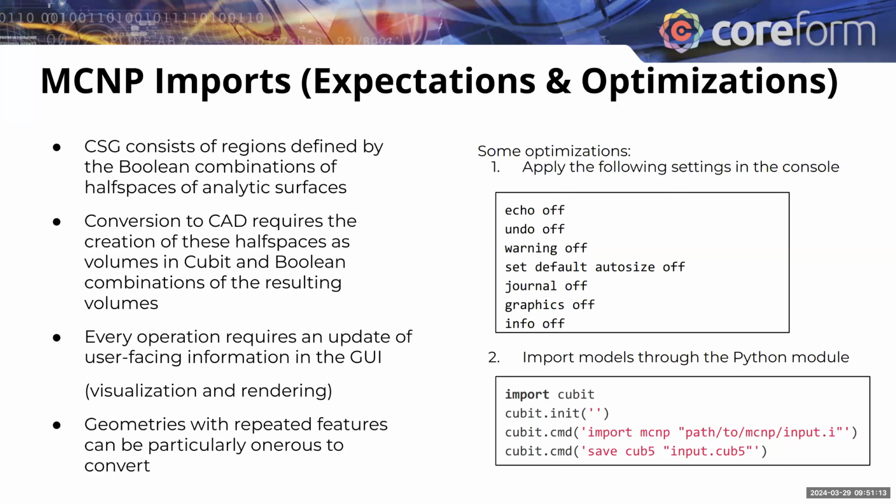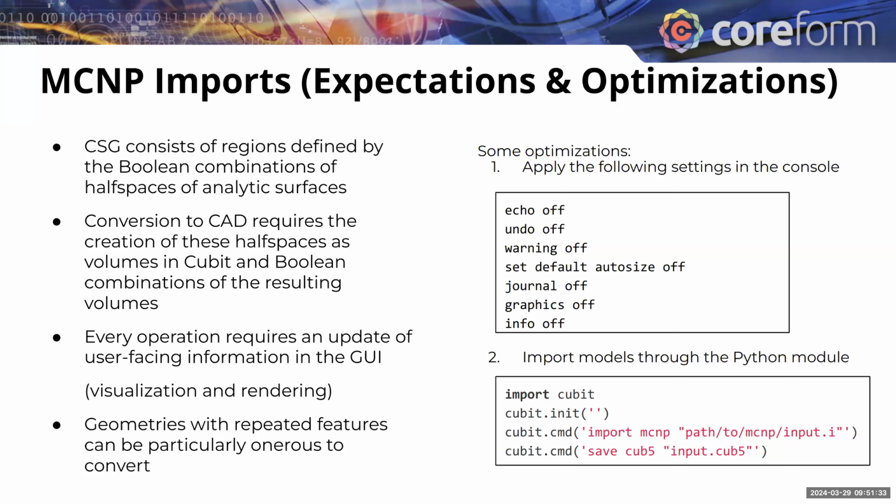And so this can really become onerous when we have geometries with repeated features like fission core structures, things with lattices, for example. And so here are some suggested optimizations to try if you feel like you've been importing a model and it's just taking way too long, or you're confused about why the IDs are getting so high.